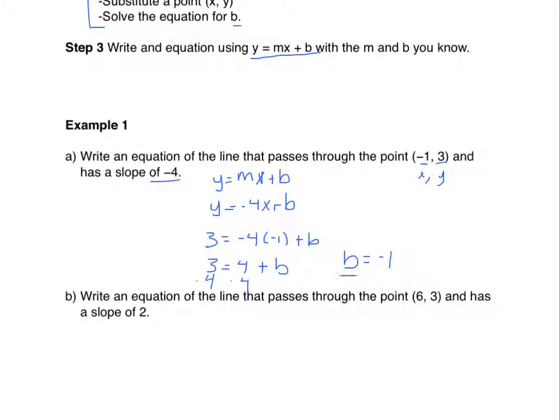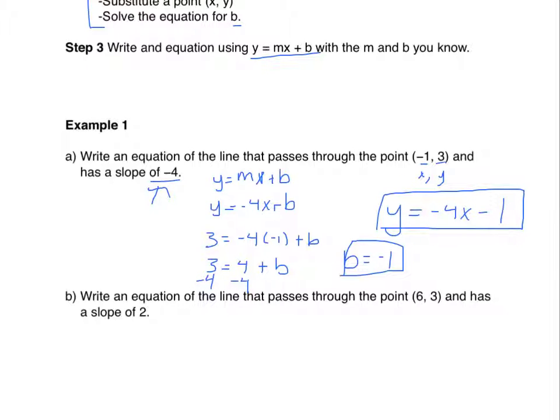So now I have a y-intercept and I have a slope given right here. I can write an equation. y equals negative 4x minus 1. And this is my answer. A lot of my students choose to stop after they find their y-intercept. The problem says to write an equation. This is not an equation, this is.